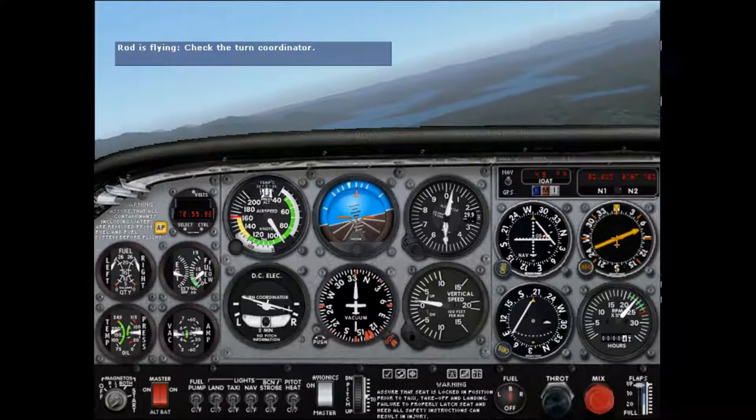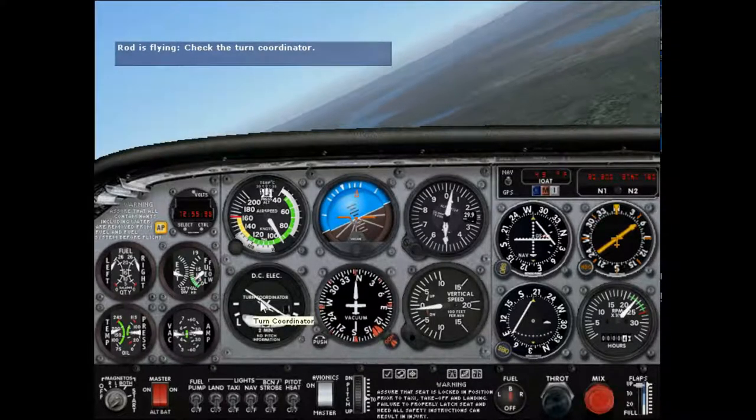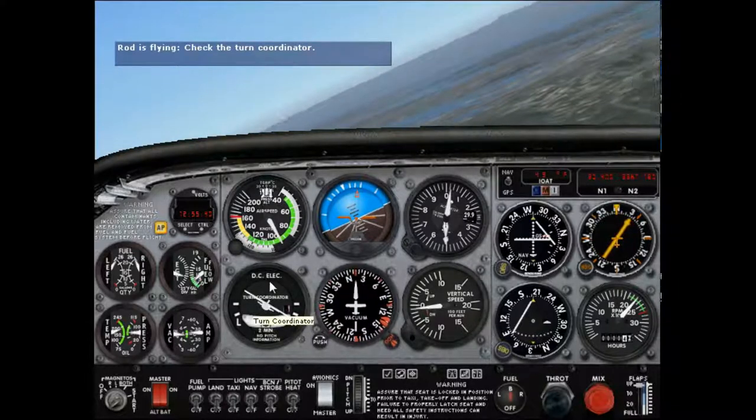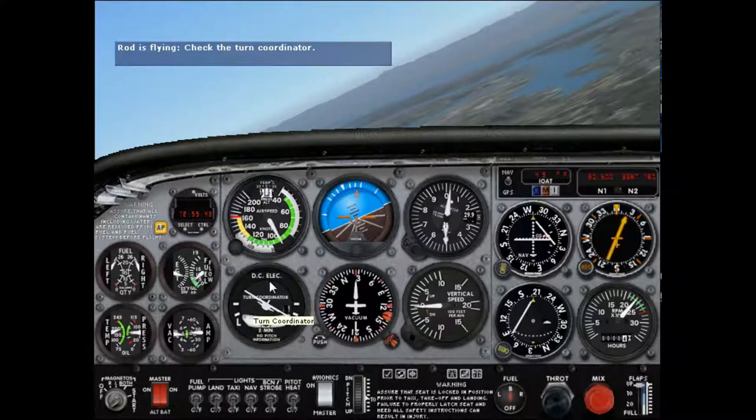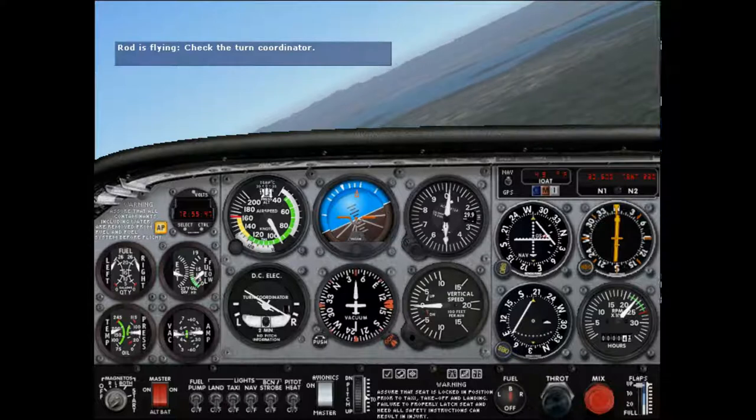While we're turning, look at the turn coordinator. That's the instrument in the lower left-hand corner of the six primary instruments. It has a little white airplane on it and a tube with a black ball in the center. The little airplane shows the rate of your turn, and the black ball tells you the quality of the turn.